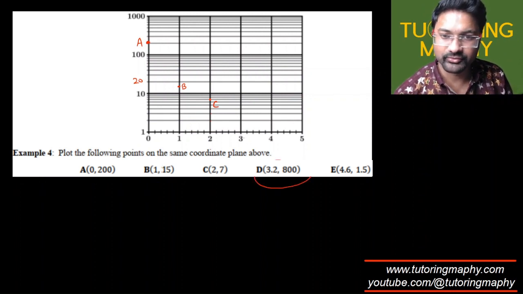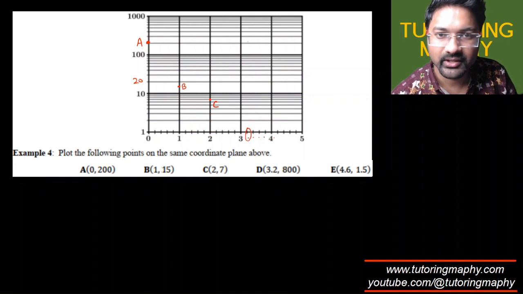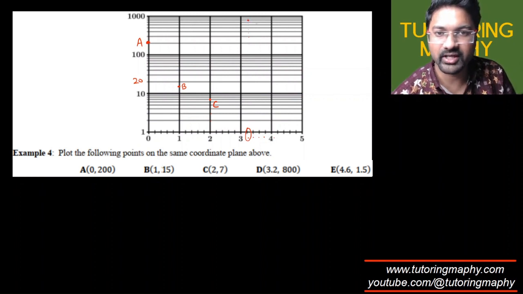Next, (3.2, 800). Where is 3.2? I think this is 3, so this is 3.2, 3.4, 3.6, 3.8, and 4. So this is 3.2, and 800 is obviously the 8th line over here. That's going to be 100, 200, 300, 400, 500, 600, 700, and 800. I know it's hard to read, but I think you again understand what the message is. So this will be D. I'm just going to place a dotted line so that we understand it corresponds to 3.2.